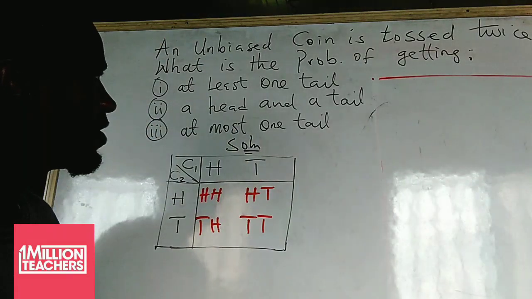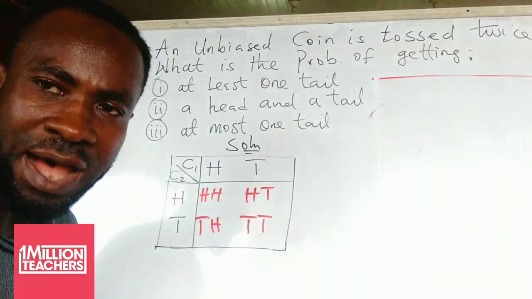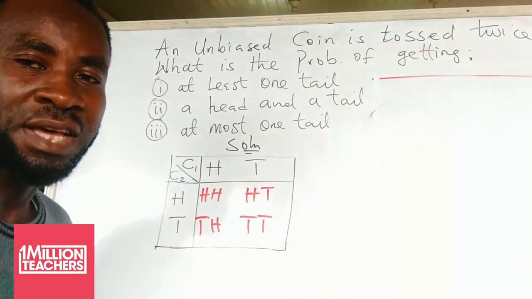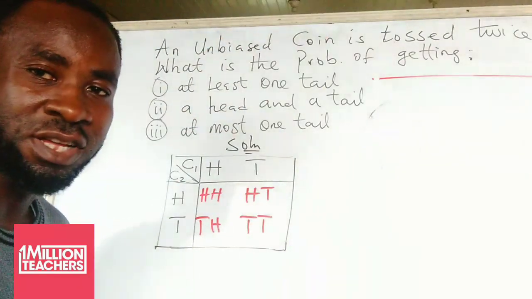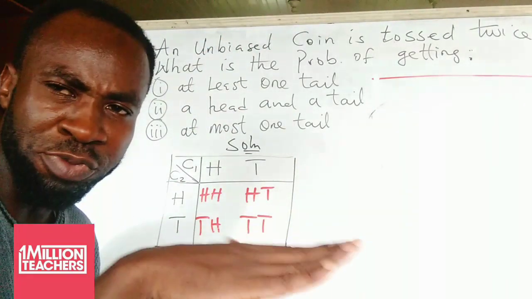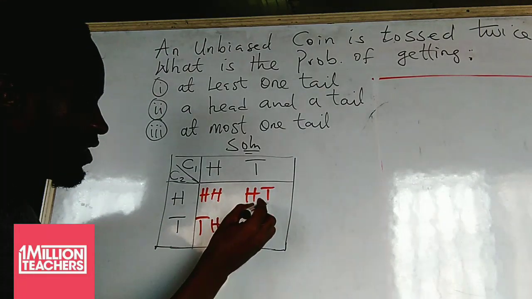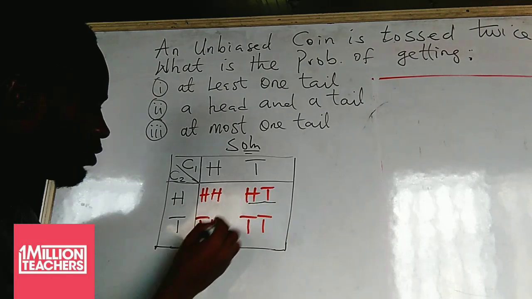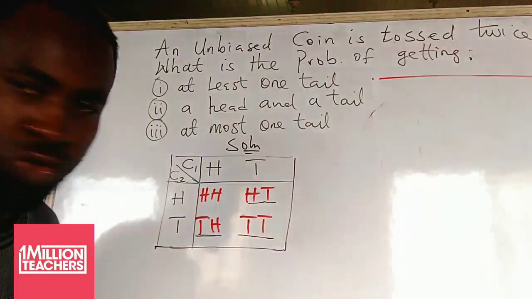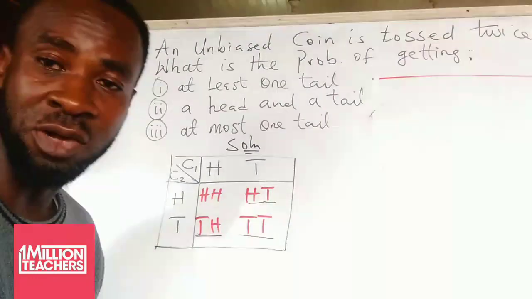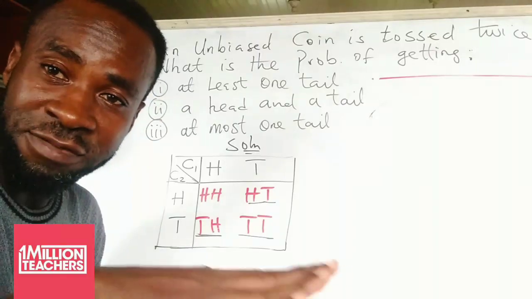Now let's answer the first question. You see, find the probability of getting at least one tail. At least one tail simply means what? That the least you should have is one tail, which means that you can have more than one, but the least don't go beyond one tail. So if you look at this, we have one tail here. So this is an option. We also have one tail here, and then we can also accept these two tails because they said at least one tail, which means don't go below one tail. The least you should have is one tail.